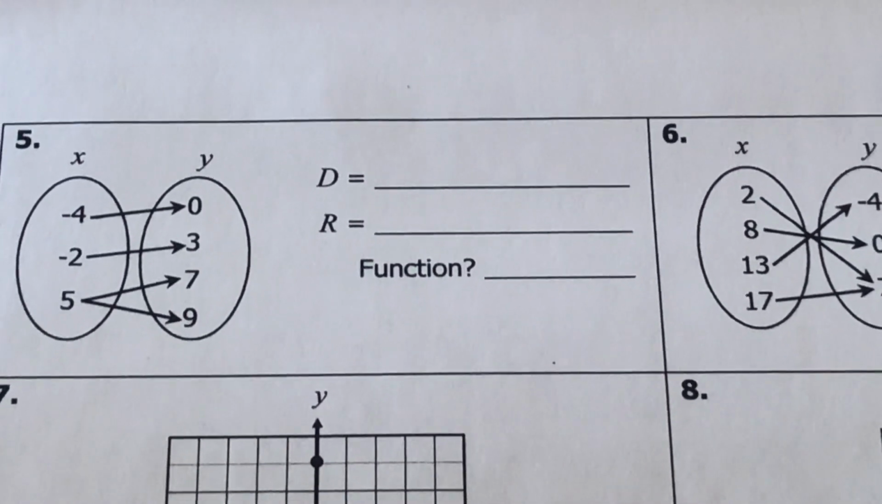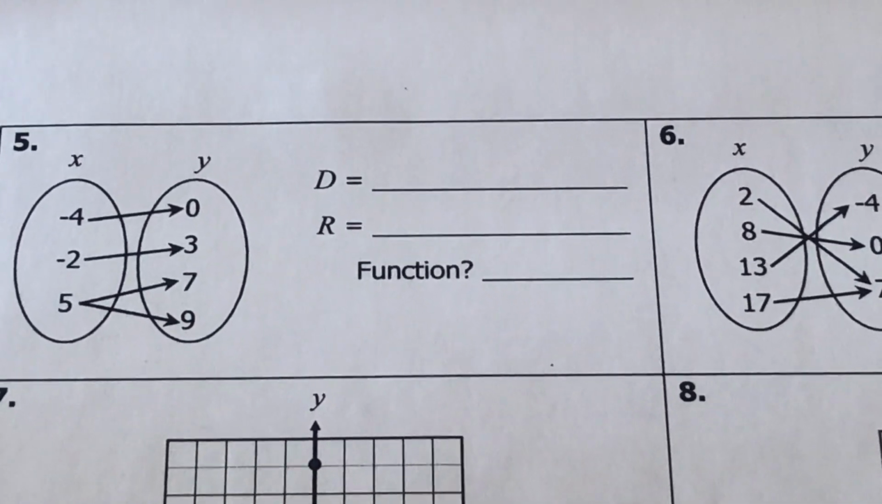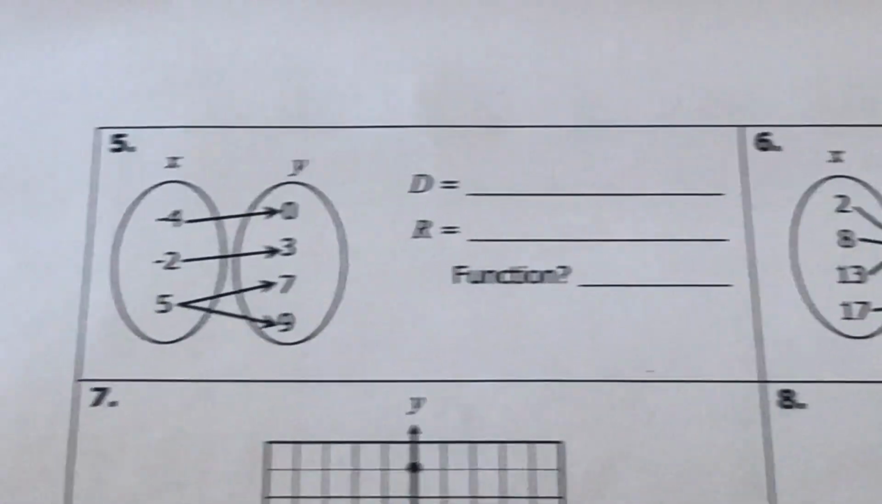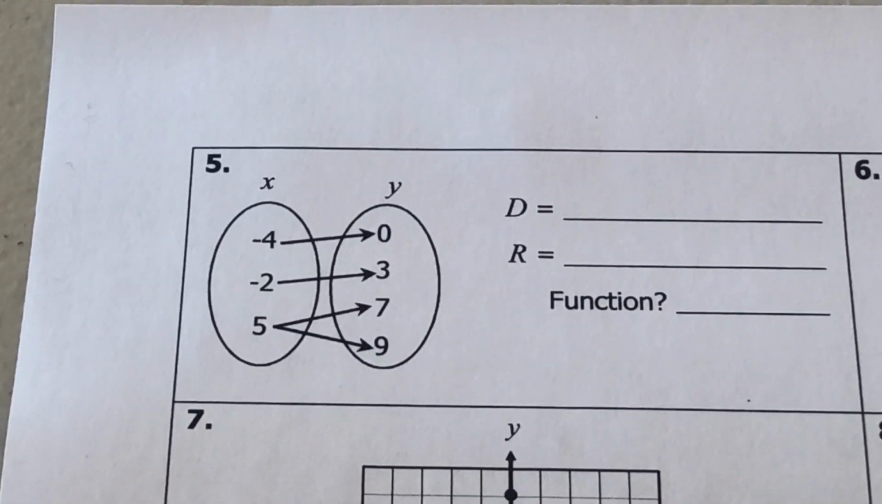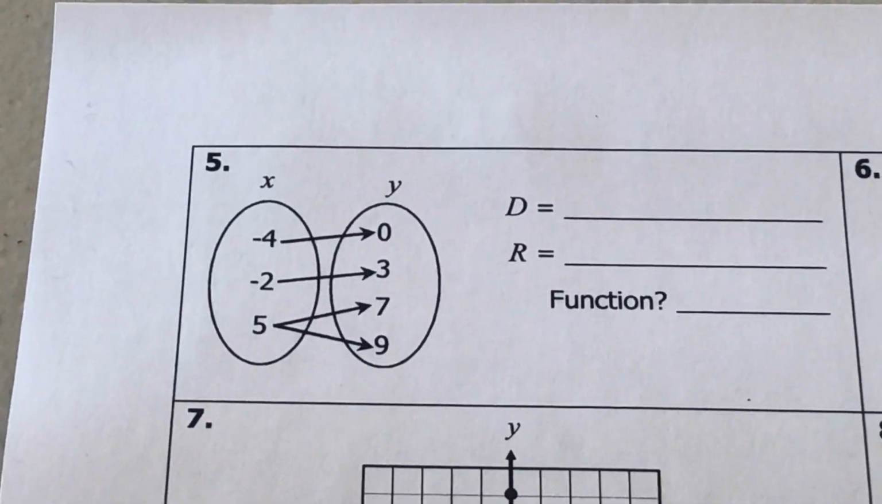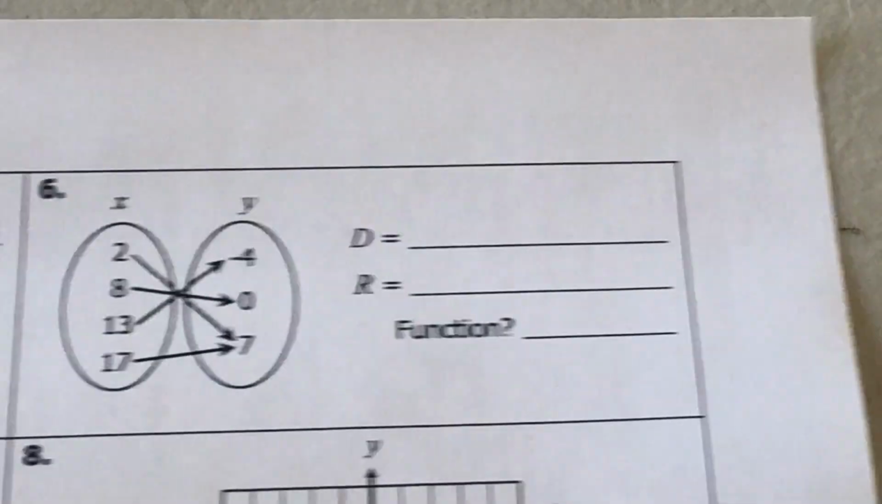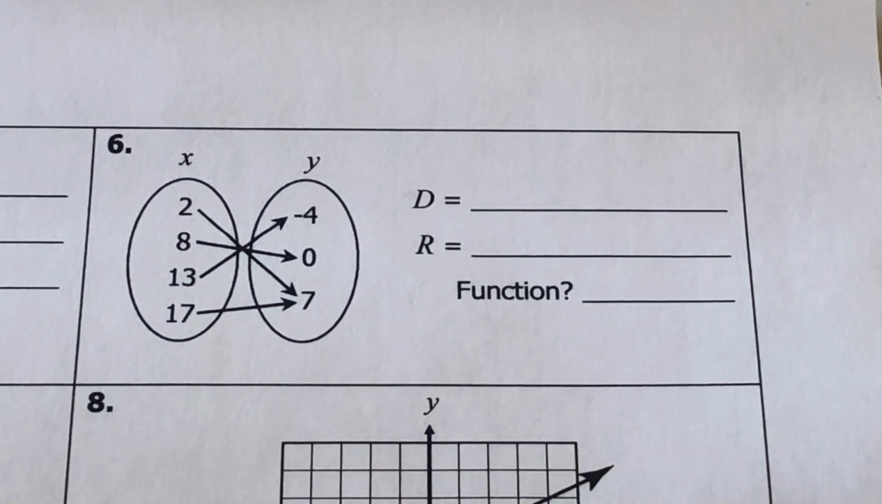All right, so the back page for part 2. 5 and 6 are what we call a mapping. So it takes every x value to a y value and it makes an xy coordinate, okay? So let's start with 6 and then we'll talk about 5.